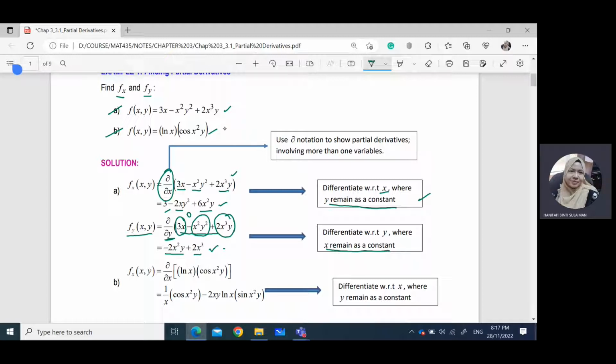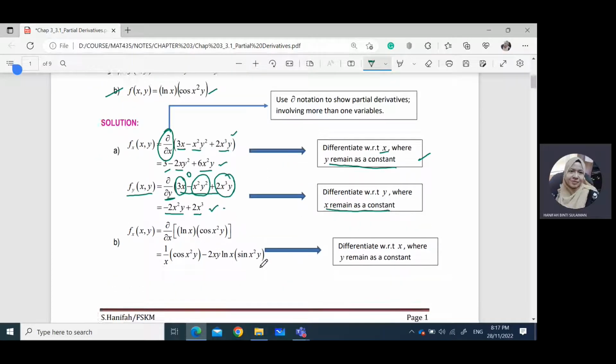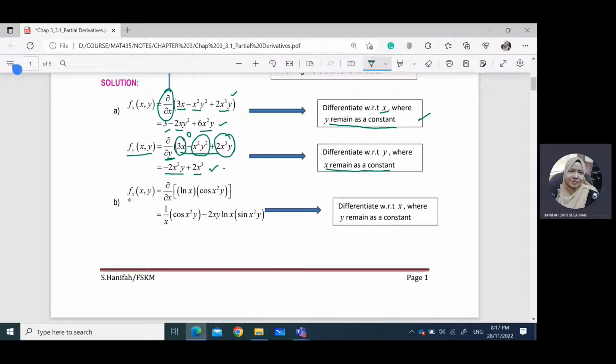Okay, so next we look at example B, where we have the function natural log of x times cosine of x squared y. Okay, so this is the given function. Alright, so first we need to find the partial derivative with respect to x. So this is the notation. If you see f sub x at the bottom, it means the partial derivative with respect to x. Okay, if there is y, it means the partial derivative with respect to y.